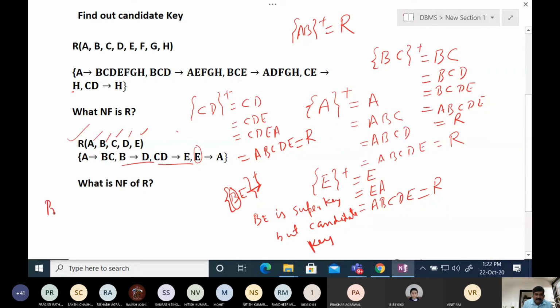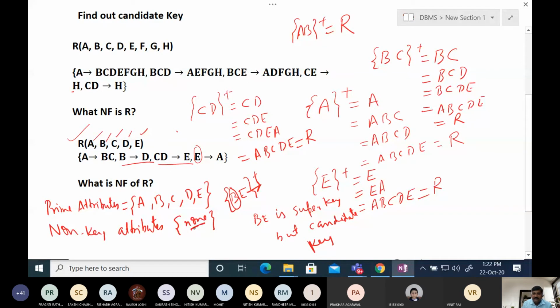Now, prime attributes or key attributes are A, B, C, D, and E. And what about non-key attributes? None. And if there are no non-key attributes, then immediately take the decision that this R is in third normal form. R is in third normal form.